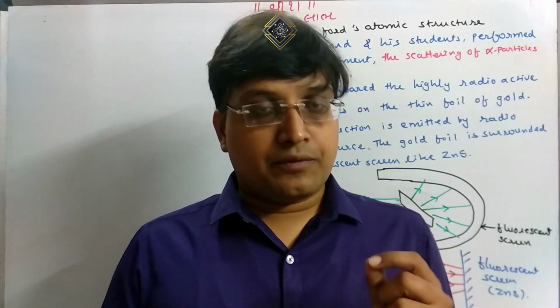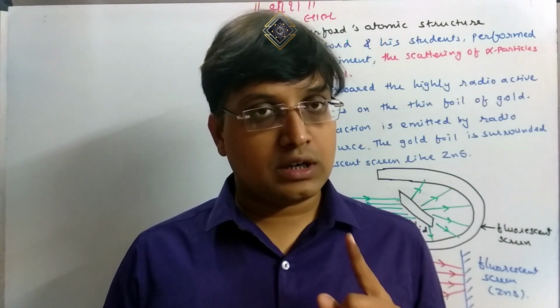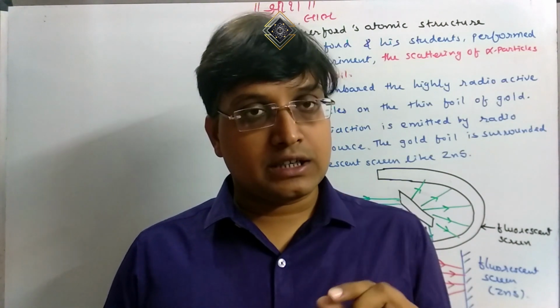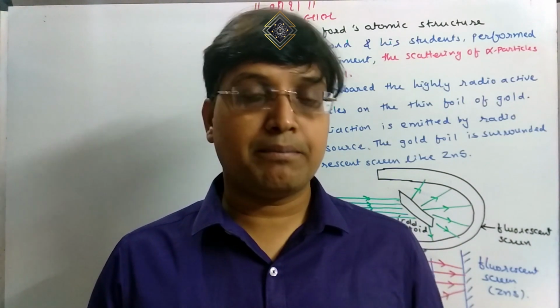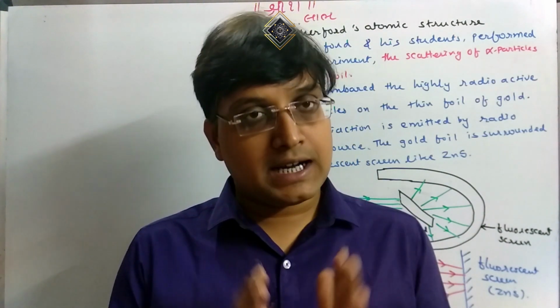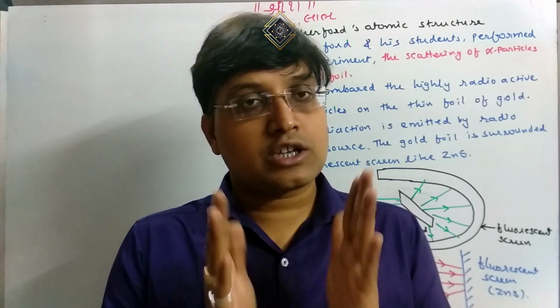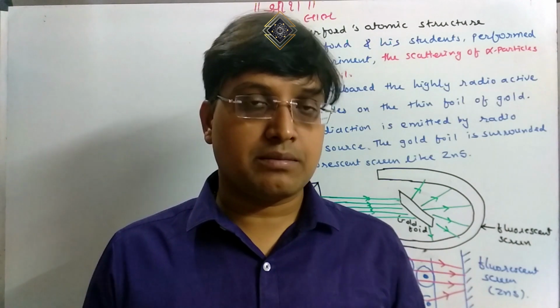Third, a few rays, that means out of 20,000 only one ray is bounced back. That means the size of that particle is very small compared to the whole atom. That tiny particle has a positive charge. The mass of the whole atom is concentrated in it, because the mass of the electron is negligible.